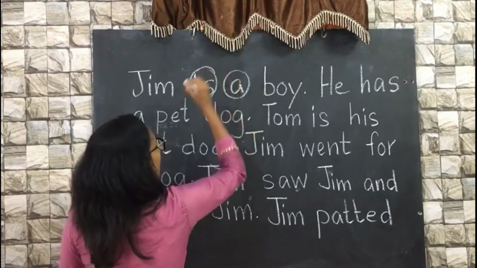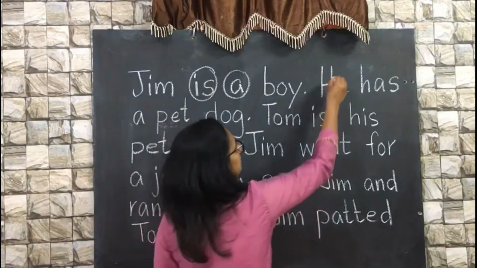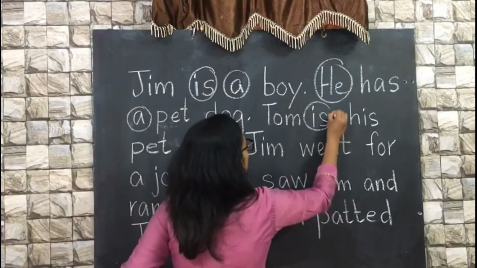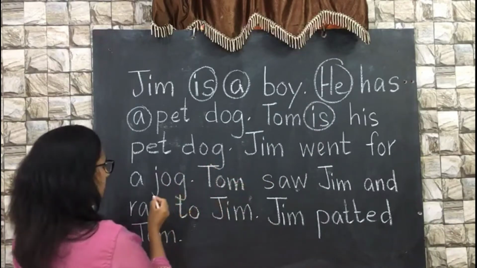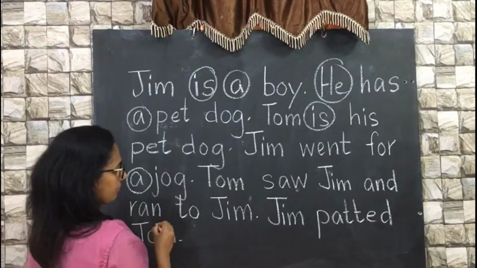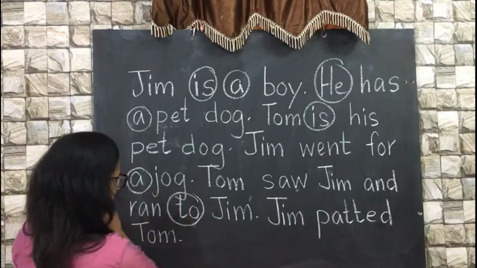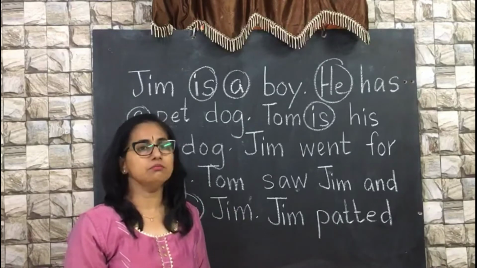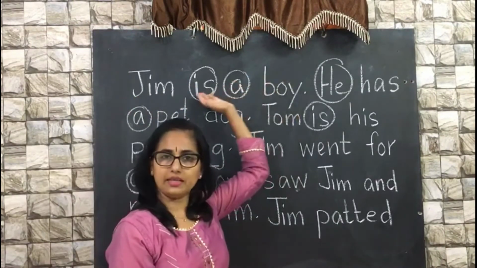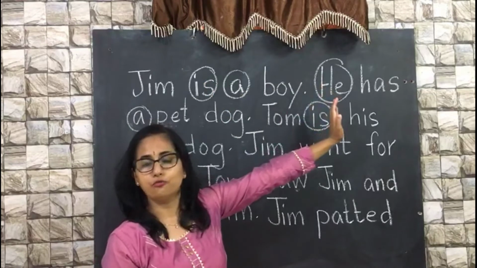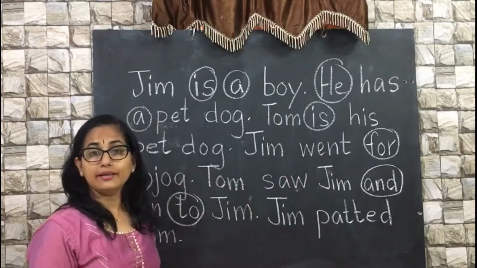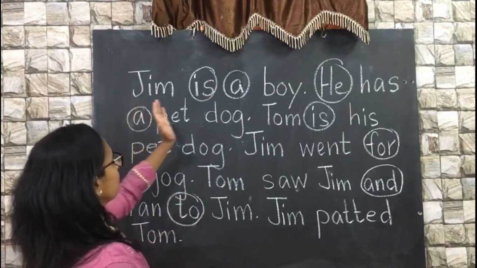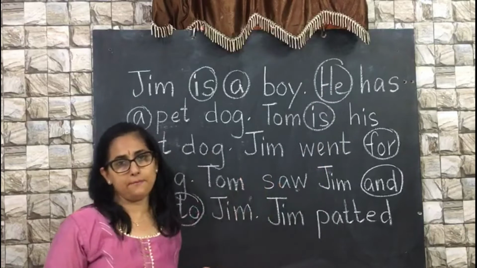These are all high frequency sight words, right? By circling like this, make your child easy to read. Okay, I hope I have circled all the sight words. Now, after this, tell them a sentence begins with a capital letter and ends with a full stop. That's the basic. And in this paragraph, we could see many sentences, right? So, a number of sentences together makes a paragraph.